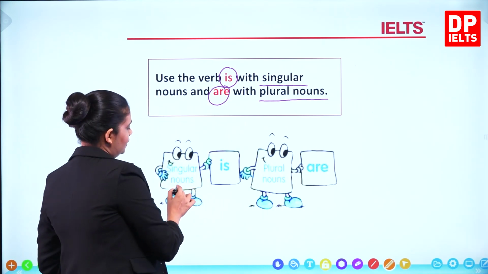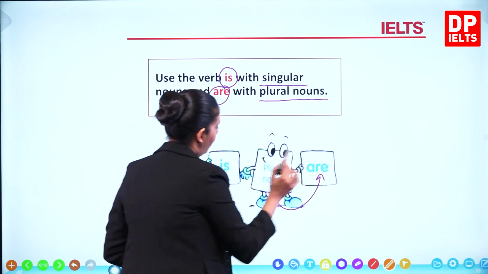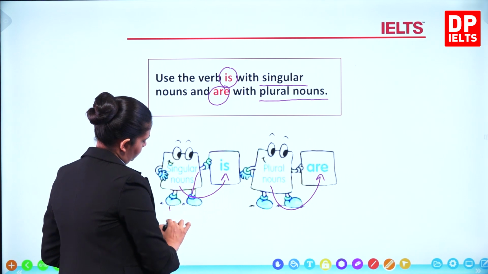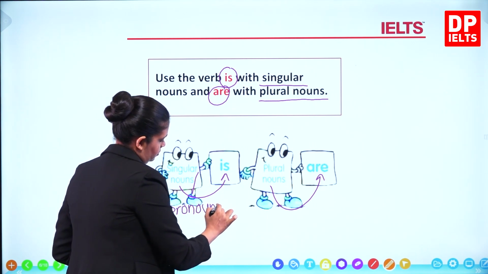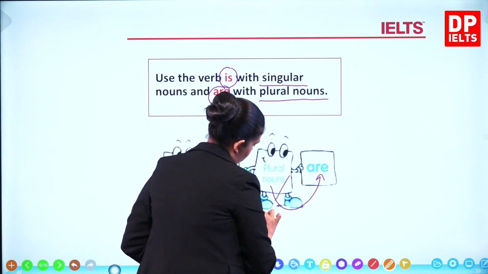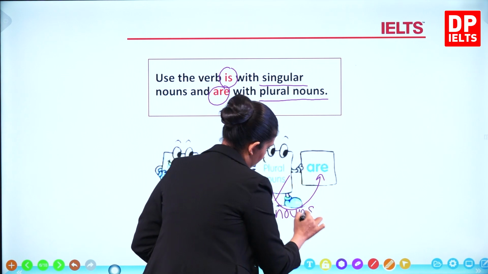So, singular nouns is, plural nouns are. Not only nouns, you could also put pronouns. Right, here also you could put pronouns. Right?